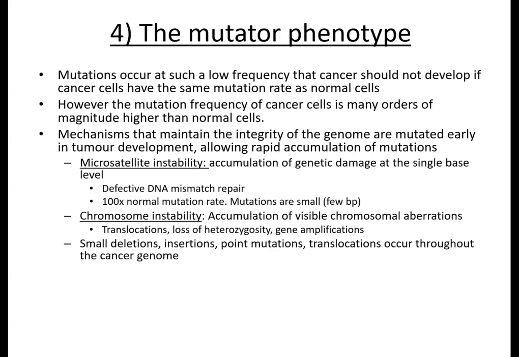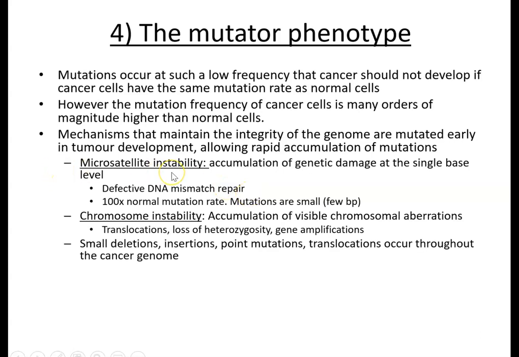The question is, how do we get from that to a fully fledged cancer with millions of mutations throughout the genome? And the reason why that happens is we eventually get a mutation that causes the mutator phenotype. The mutator phenotype is where cancer cells acquire mutations at a much higher rate than normal cells, and that allows mutations to occur very, very quickly.